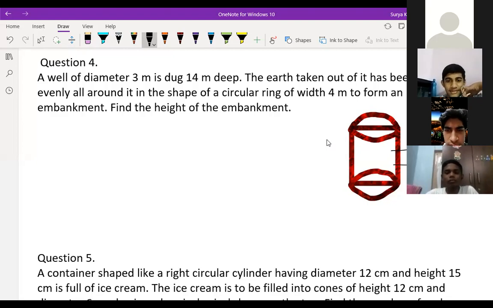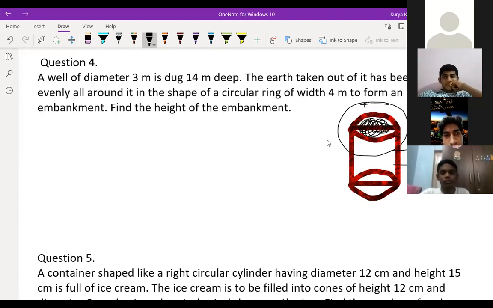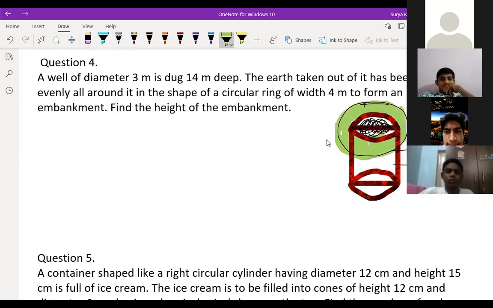The earth taken out of it has spread evenly all around in the shape of a cylinder, a circular ring. Here we are not taking it separately. Around this one we are making a circular ring. The mud from inside the well we take out and spread around it on the surface, and the width of this is given as 4 meters.